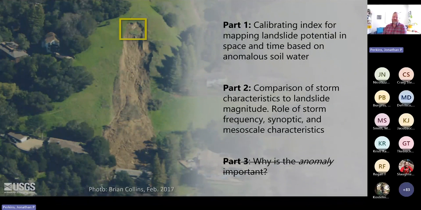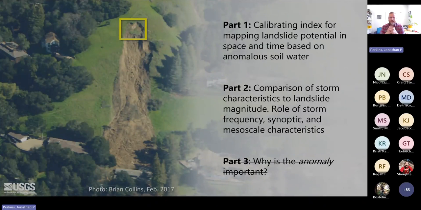Okay, and so to get us started, this is a nice photo to give us some context for the system that we're going to be working in. So we're really thinking about shallow landslides occurring within the soil mantle of the landscape. This is a photo of a shallow landslide taken by Brian Collins in February of 2017, after a pretty strong atmospheric river storm hit the East Bay and triggered thousands of landslides across the East Bay Hills, San Francisco Bay Area.